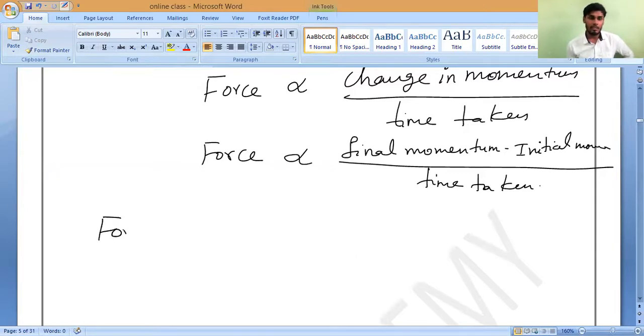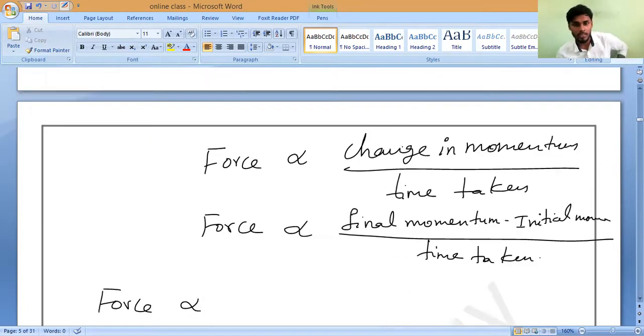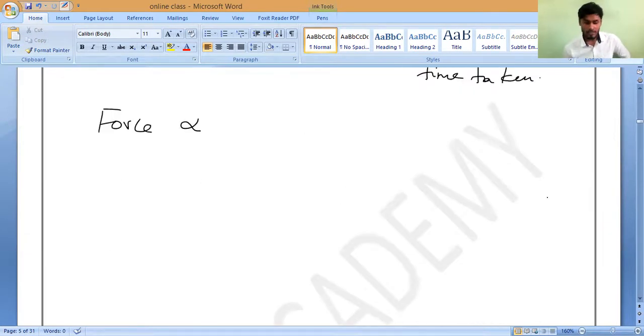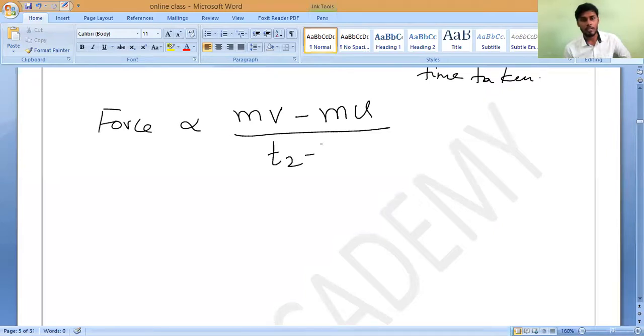So as I can write, force is directly proportional to the final momentum. What is the final momentum here? mv. This is the initial momentum, mu. Initial momentum is this, and this is the final momentum. So now, the change is final momentum mv minus initial momentum mu, divided by time taken, t2 minus t1.